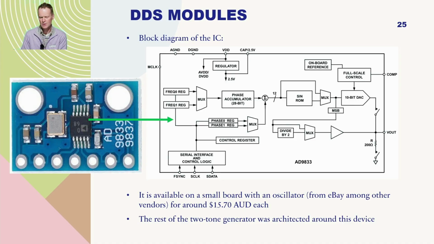So I had a look at the price of the chip and I'm not sure I could even buy the chip on its own for that much. So it was pretty good. And there's quite a few other vendors that seem to sell boards that are very similar to these. And then once, basically, I selected this, the rest of the two-tone generator was architected around this particular device.